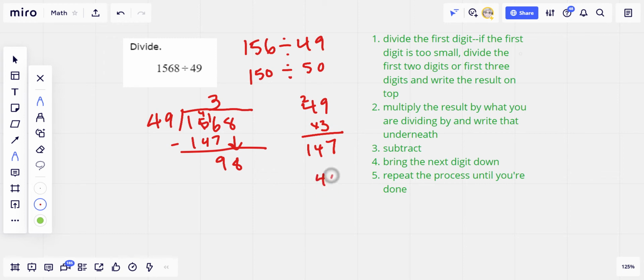Let's just double check. 49 times 2. 2 times 9 is 18. Put the 1 up there. 2 times 4 is 8, 9. Yeah, so we'd put a 2 here. And when we multiply, we get 98. And when we subtract, we get 0, so there's no remainder. And our answer is 32. So maybe that wasn't quite as hard as it looked in the first place.